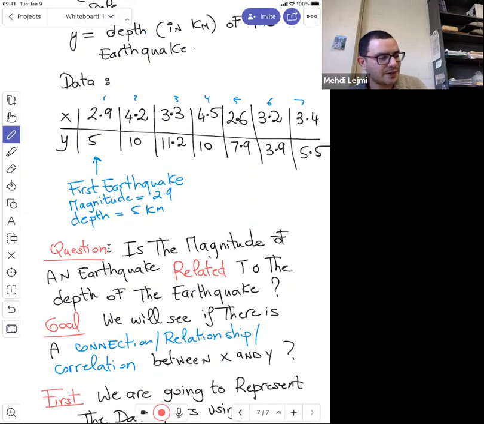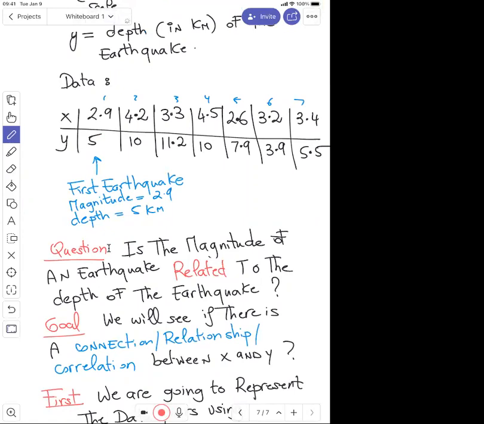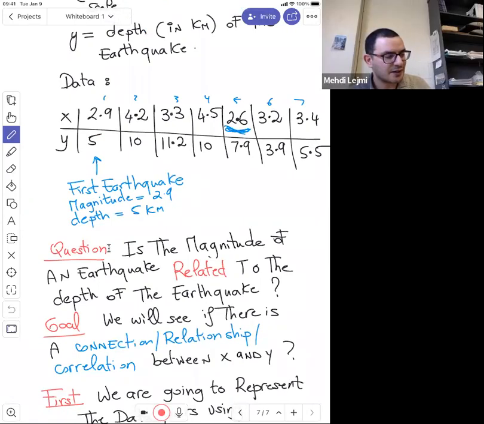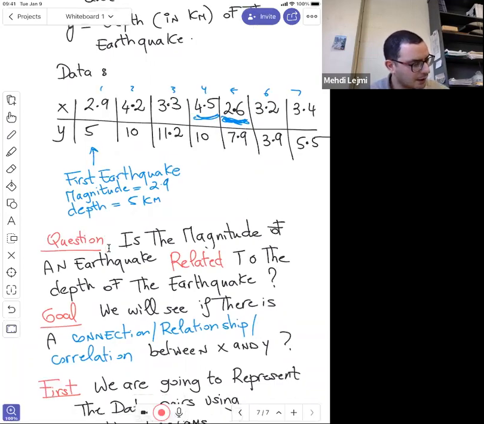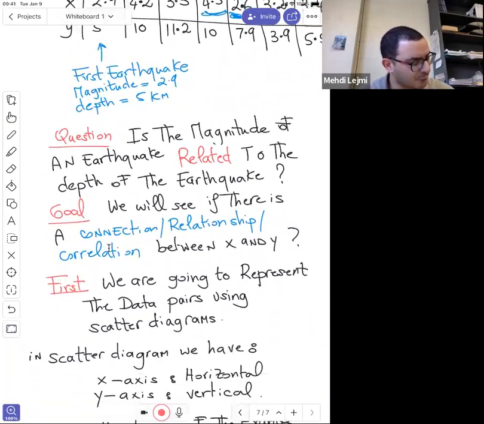So, as you can see, the smallest value of x is 2.6. Actually, there's 2.9, but then there's this 2.6. So the smallest value of x would be 2.6, and the largest value of x is 4.5. Okay, so x is between 2.6 and 4.5, right? So I'm going to plot x between 2.6 and 4.5.